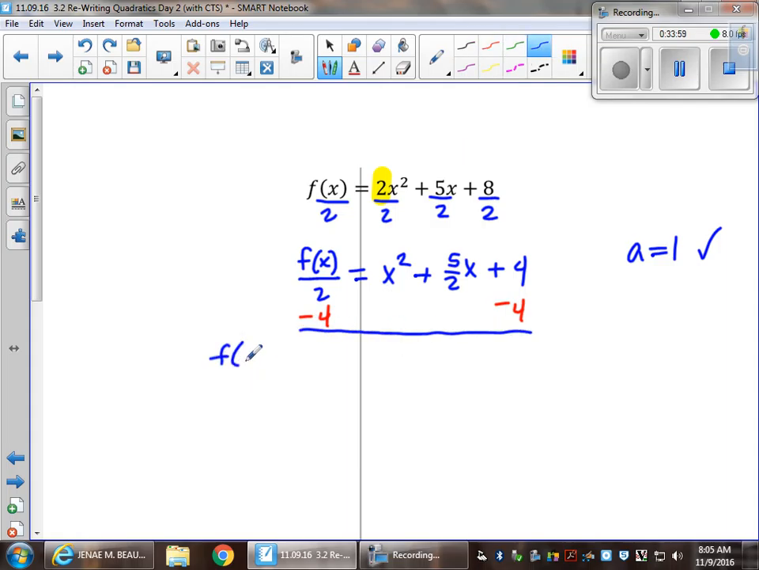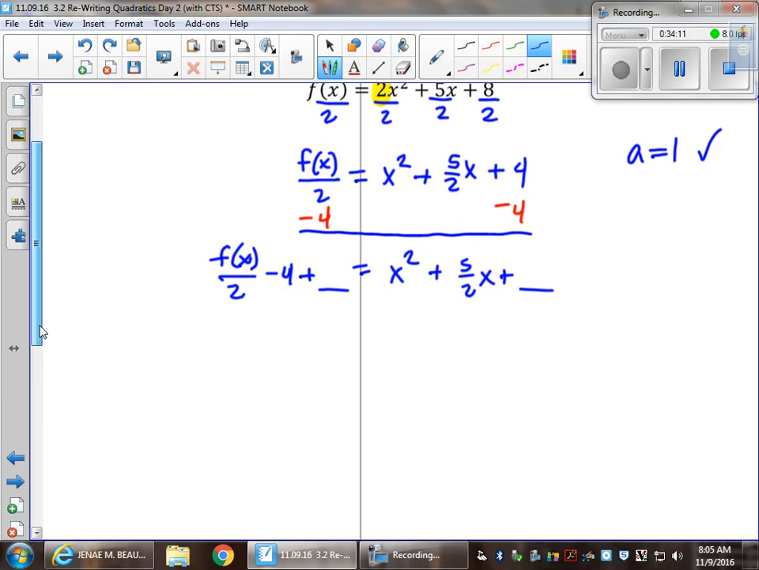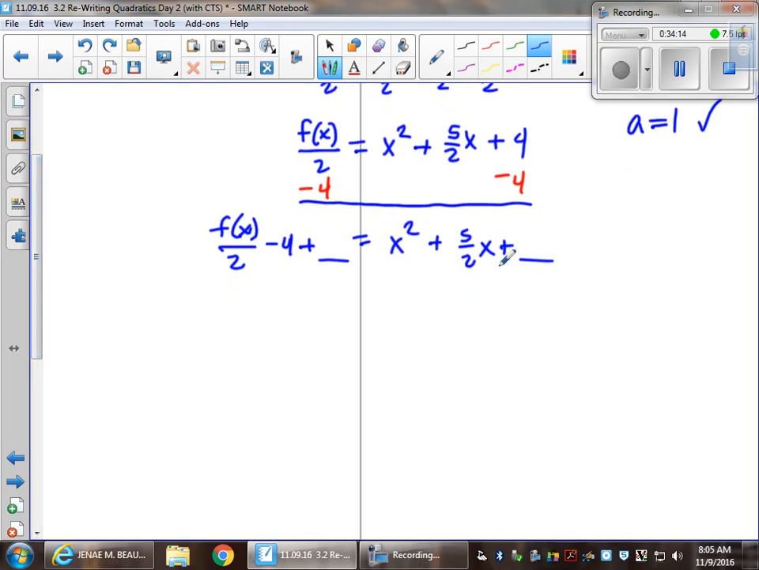Let's make a whole. So f of x divided by 2 minus 4 plus something we don't know yet equals x squared plus 5 halves x plus something we don't know yet. Is it always going to be plus something or could it be minus something? Great question. It will always be plus something. If we end up working with a negative b value, then it would become subtraction. But the default operation will be addition. What did we successfully just do?